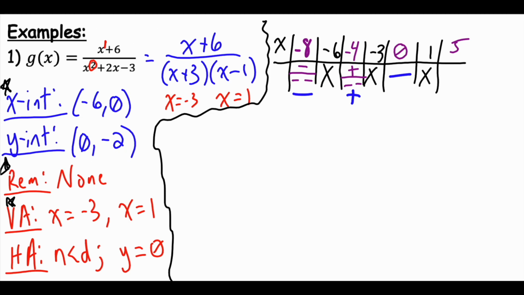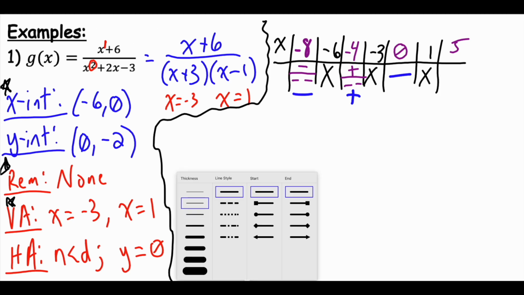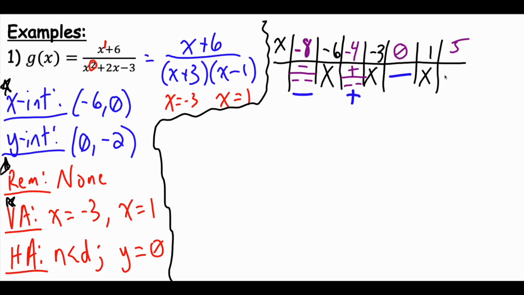Last column we need to do is I chose a 5. Again, you could choose any number you wanted that was greater than 1 and plug them in here. So 5 plus 6 is positive. 5 plus 3 is positive. And 5 minus 1 is also positive. We have 3 positives. That will overall be a positive.